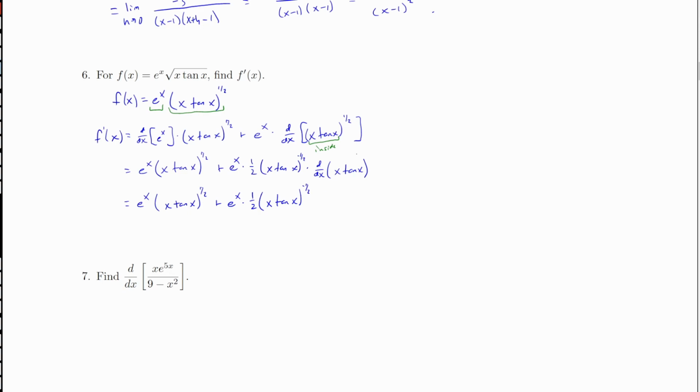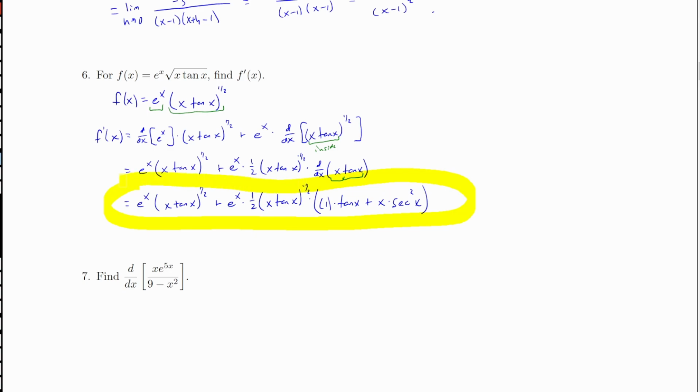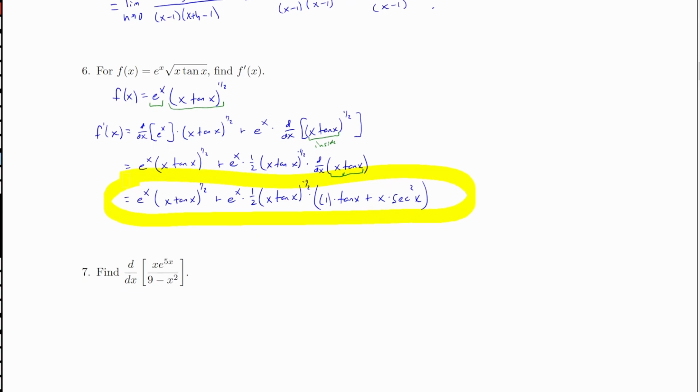Now, this thing I'm differentiating here is a product. So in parentheses, I'm going to do the product rule. So I have the derivative of the first, derivative of x is 1, times tangent x left alone, plus the first x left alone, times the derivative of tangent x, which is secant squared x. Okay.